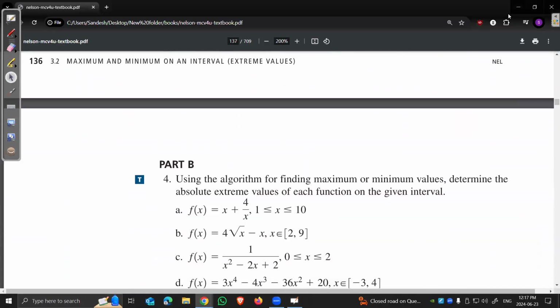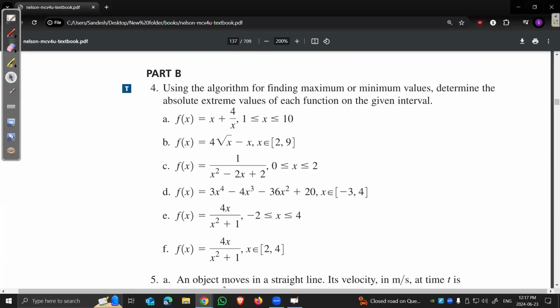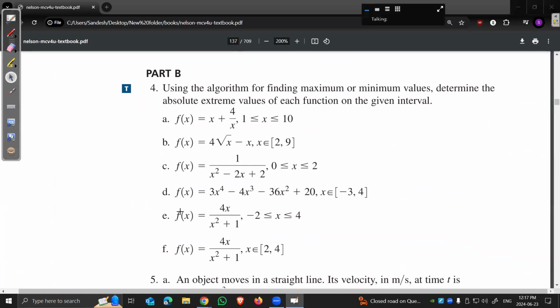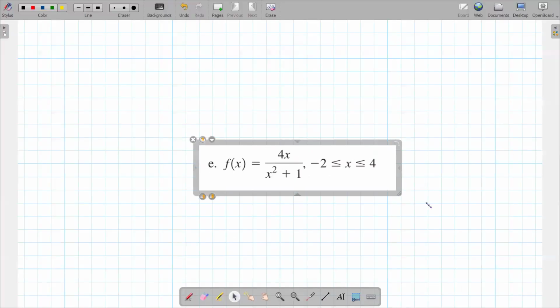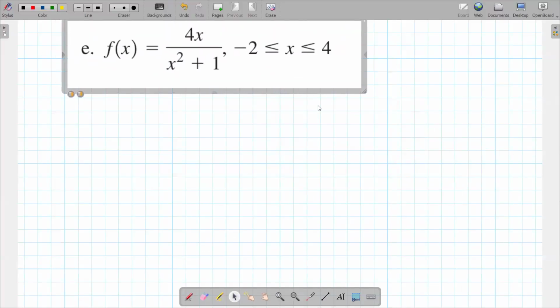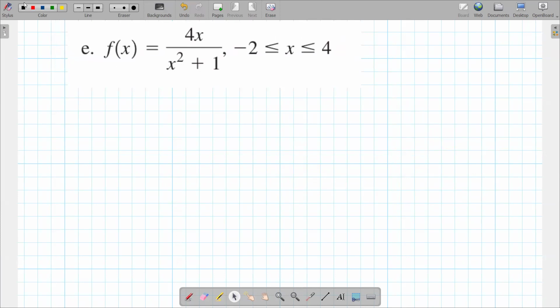But what happens usually is that you can't graph it. Let's look at this question. Or it's not as easy to graph it, like this one. What kind of a function do we have here? What's the name of this? It's not a polynomial. It's a rational function. If it has a numerator and a denominator, it's a rational function.